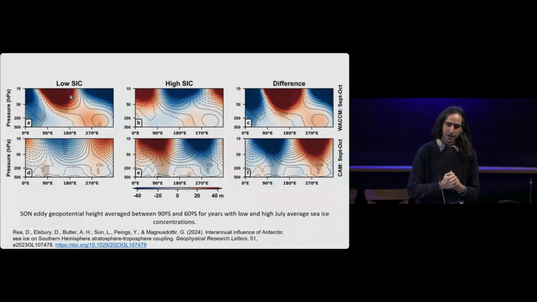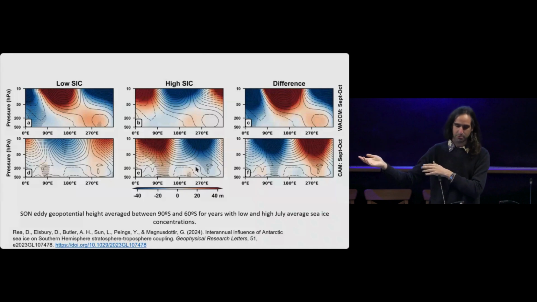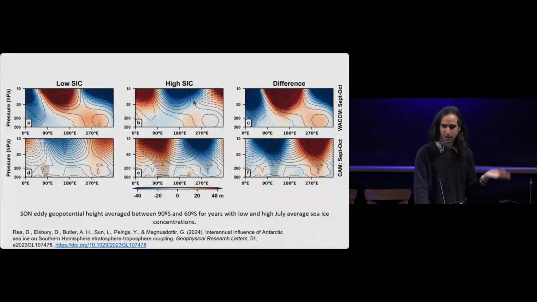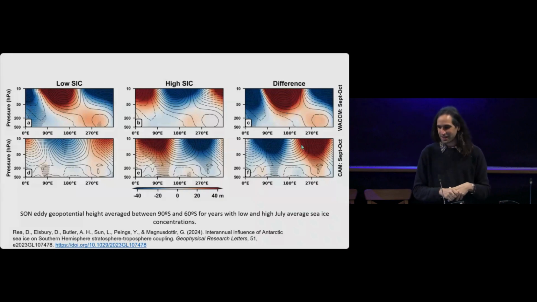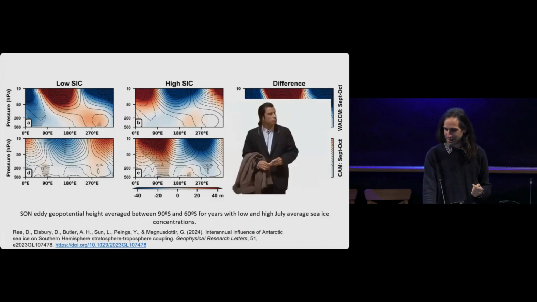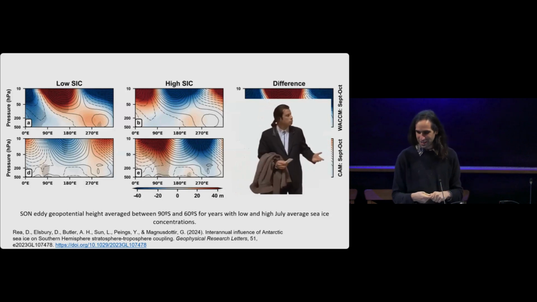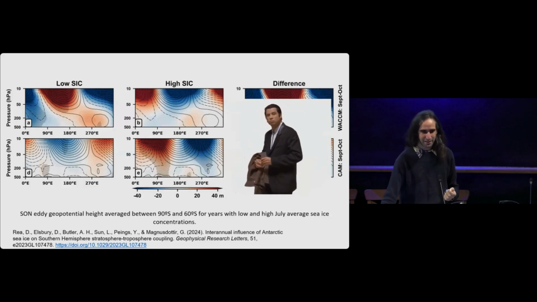For example, this is looking at the eddy geopotential height for spring, for years with low or high sea ice concentration in July, for two different models in the rows. You see there's a signal there, although if we look at the difference, the models don't really agree on what the signal is. So clearly we think there's a signal, but we are not very sure what it actually is. So clearly we need more research, which is good for me.